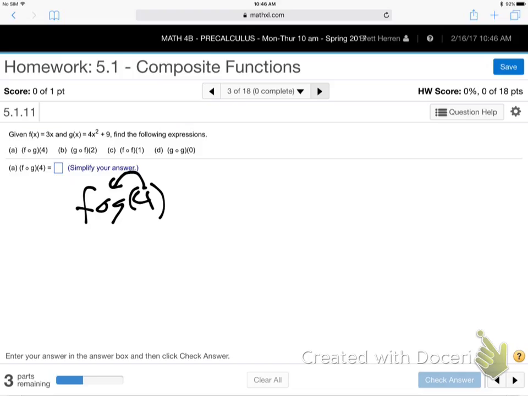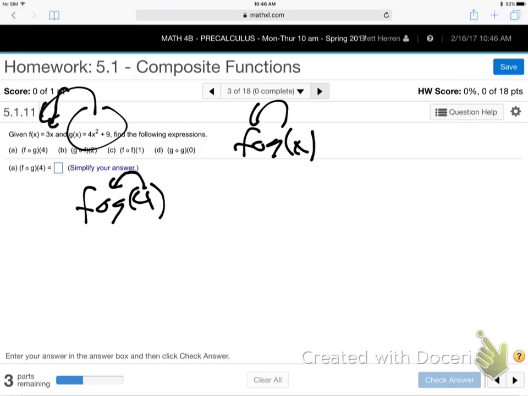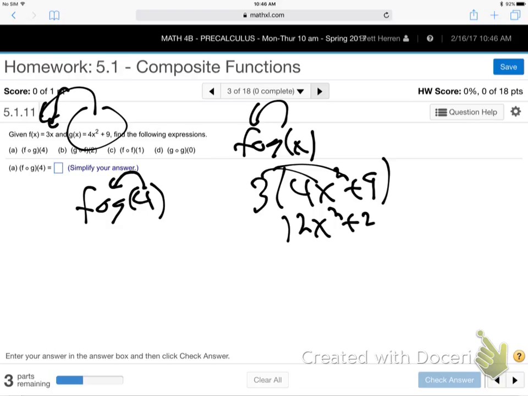See the difference? If they just said, give me f of g of x, I would say, all right, take all of g, pop it into f right there. It would just be 3 times 4x squared plus 9, and then distribute, 12x squared plus 27, right? That would be f of g of x, right? But they're not asking me f of g of x. They do that on problems 8 to the end. They're asking me f of g of a number, 4.